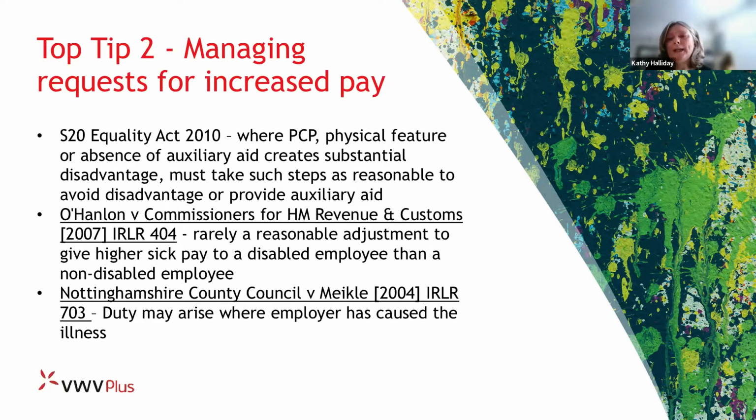Now, this did contrast with an earlier case, the Nottinghamshire County Council and Michael case, where the opposite finding was reached. And it was found in that case that it would have been a reasonable adjustment to extend sick pay. But in the Michael case, the employee was absent from work, at least in part because the employer had already failed to make other reasonable adjustments, which would have enabled her to return to her workplace earlier. So in that case, the court held that it would have been a reasonable adjustment to extend sick pay, partly in reliance on the fact that they had already failed to make the adjustments that would have got her back to work when she should have been able to return.